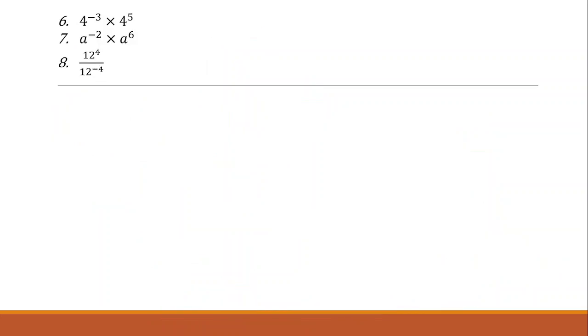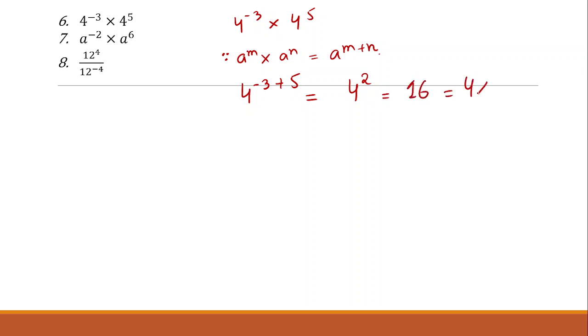Okay, these are very simple questions. Part 6 is 4 to the power negative 3 multiplied by 4 to the power 5. If you see, this is the product rule: a to the power m multiplied by a to the power n equals a to the power m plus n, right? So just apply this rule, so you will get 4 to the power negative 3 plus 5. Negative 3 plus 5 is positive 2, so you can write positive 2. 4 to the power 2 is 16, basically 4 multiplied by 4. Similarly for this 7th question, negative 2 plus 6, it will be a to the power positive 4.